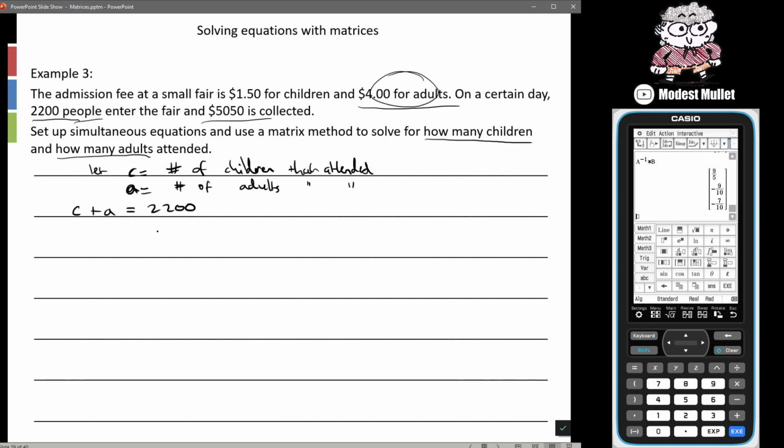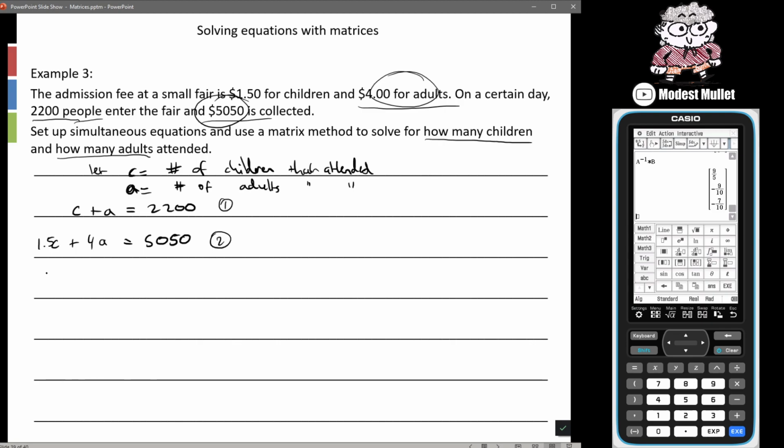And also I was told that $550 was collected. And that would have been for every child paying $1.5 plus every adult paying $4. That would give me the total amount. So I've created two equations now, 1 and 2.